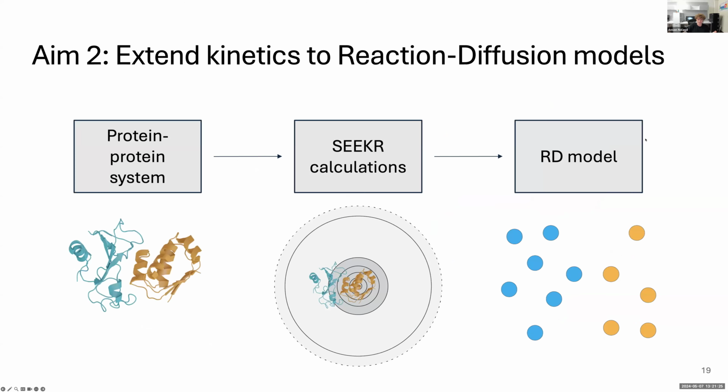Ultimately our goal is to have a framework where we take a protein system of interest that we maybe aren't able to get rates from experimentally, and we can run our SEEKR calculations and then build even larger scale models of reaction diffusion.